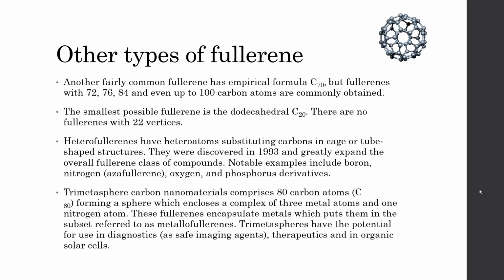Three-metal sphere carbon nanomaterials comprise 80 carbon atoms, C80, forming a sphere which encloses a complex of 3 metal atoms and 1 nitrogen atom. These fullerenes encapsulate metals, which puts them in a subset referred to as metallofullerenes. Three-metal spheres have the potential for use in diagnosis, as safe imaging agents, therapeutics, and in organic solar cells.